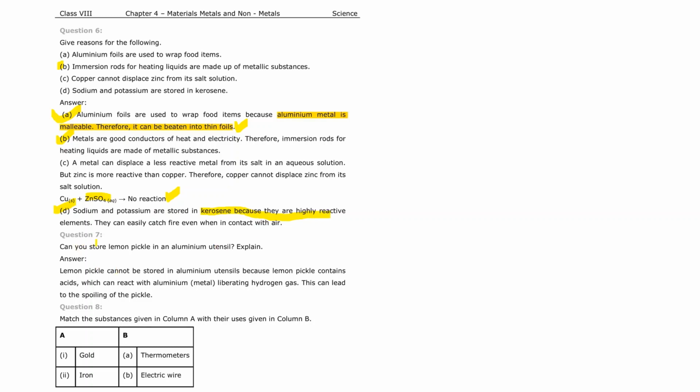And then question number 7 is there. Can you store lemon pickle in aluminum utensils? Explain. Lemon pickle cannot be stored in aluminum utensils because lemon pickle is an acid which reacts with aluminum, a metal, and liberates hydrogen gas. So an acid-metal reaction takes place, and the hydrogen gas that is liberated can spoil our whole pickle. So that's why lemon pickle cannot be stored in aluminum utensils; we store it in a plastic jar.